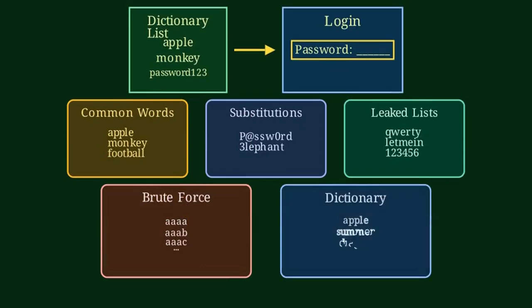Dictionary attacks are different from brute force. Brute force tries every possible combination of letters and numbers, which is slow but guaranteed. Dictionary attacks only try likely passwords, which is much faster, but only works if your password is common.